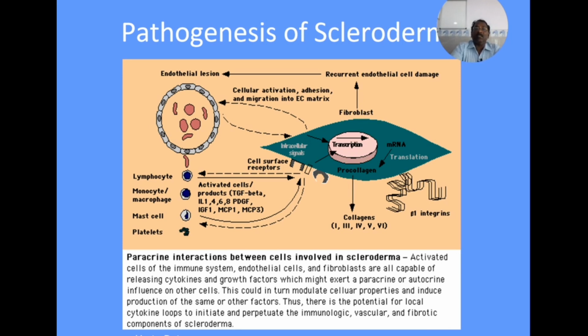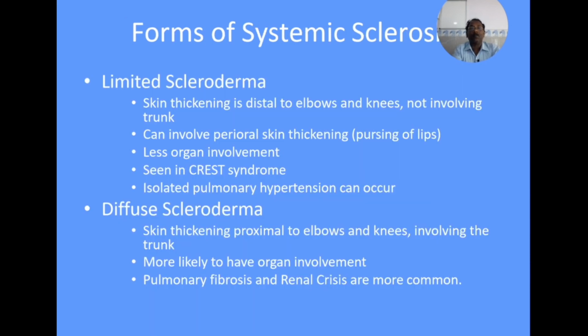Here you can see the endothelium. There is cellular activation, adhesion, and migration into the endothelial matrix. And in the fibroblasts there will be recurrent endothelial cell damage. Finally that will lead to endothelial dysfunction, narrowing, ischemia, fibroblast activation, and finally platelet aggregation.